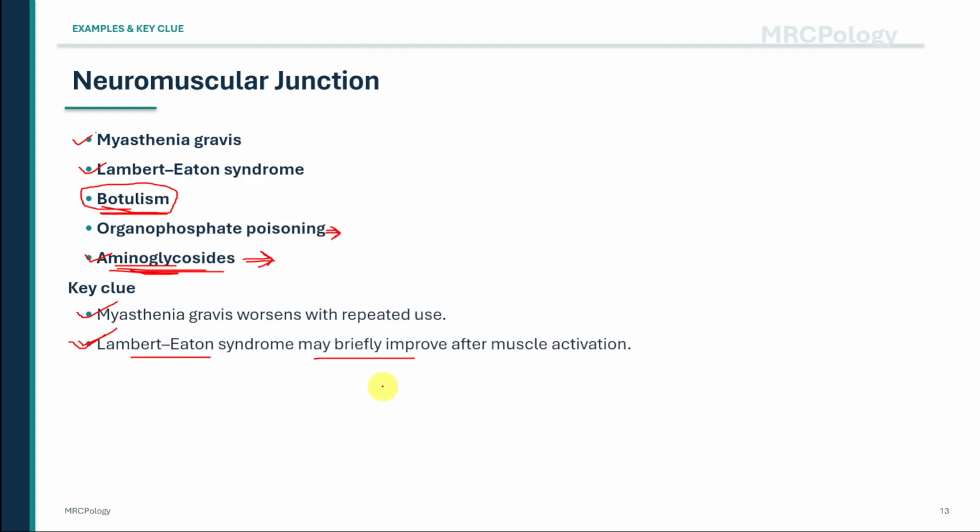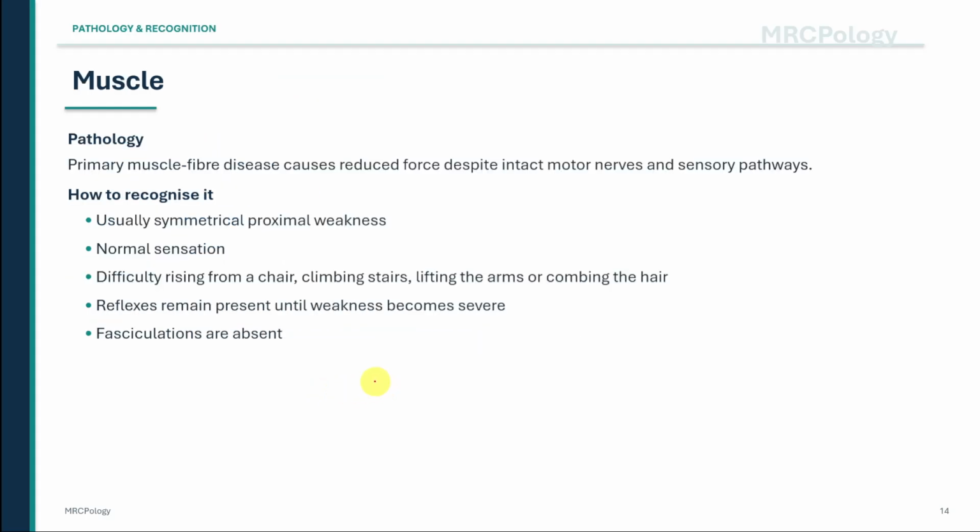Finally, we move to primary muscle disease. In myopathy, the muscle fibers themselves are abnormal. The motor nerves, neuromuscular junctions, and sensory pathways remain intact. The usual pattern is symmetrical proximal weakness. Patients struggle to rise from a low chair, climb stairs, get up from the floor, lift their arms above their head, or comb their hair.